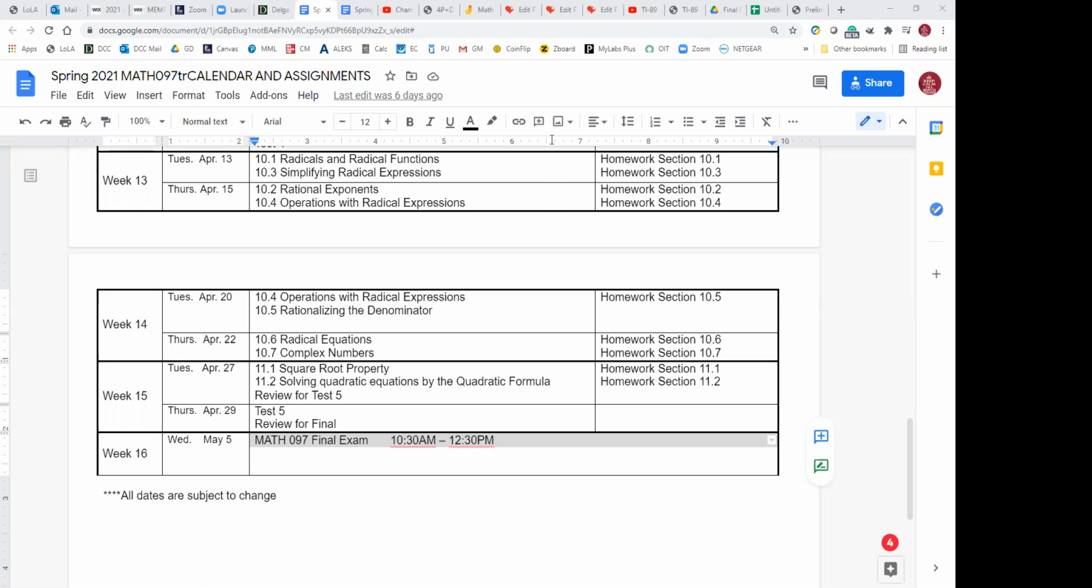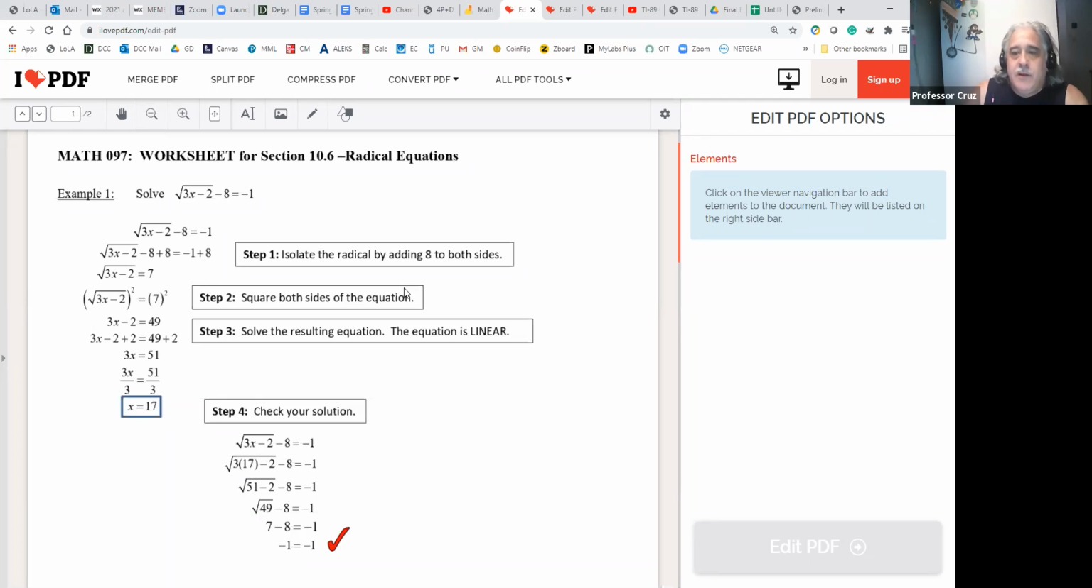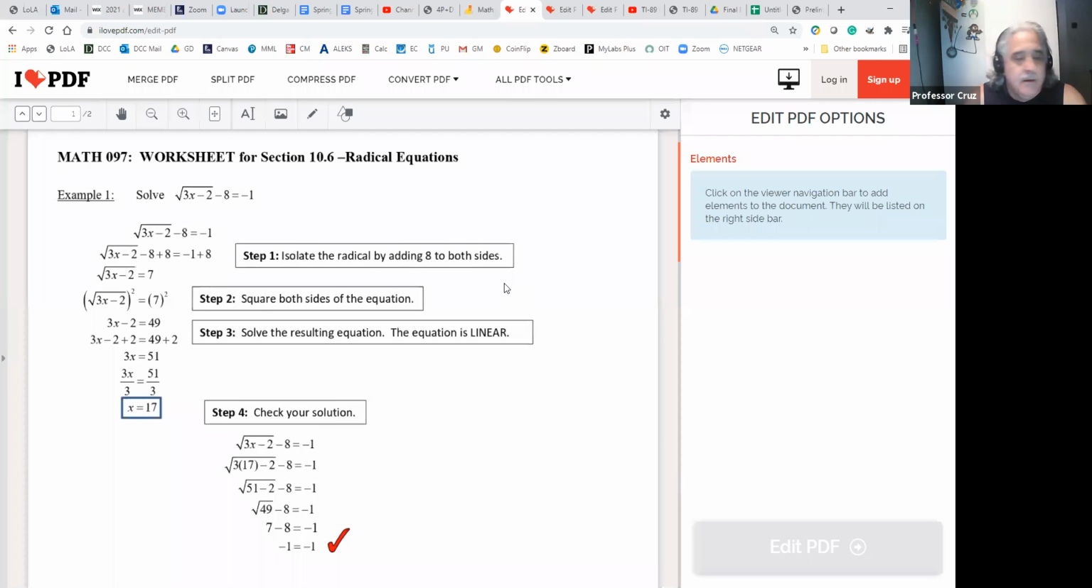Okay, so if you got questions, just type them in now because I want to get going on this so we can finish up this chapter 10 thing. This is really not that tough. This was the example we looked at briefly last class. You've got a radical equation, essentially. It's got the square root of 3x minus 2. Then negative 8 is outside the radical, and it's equal to negative 1.